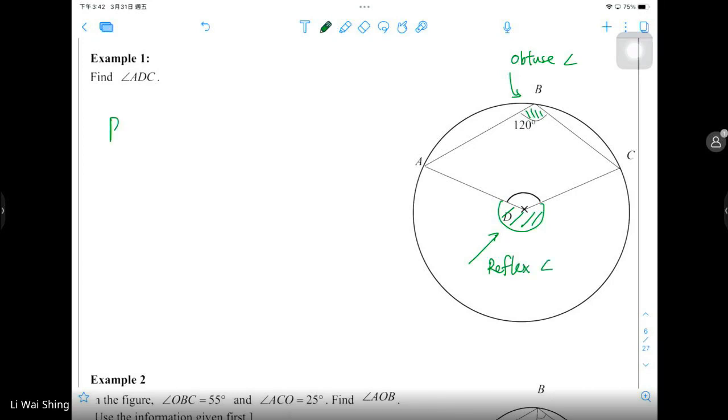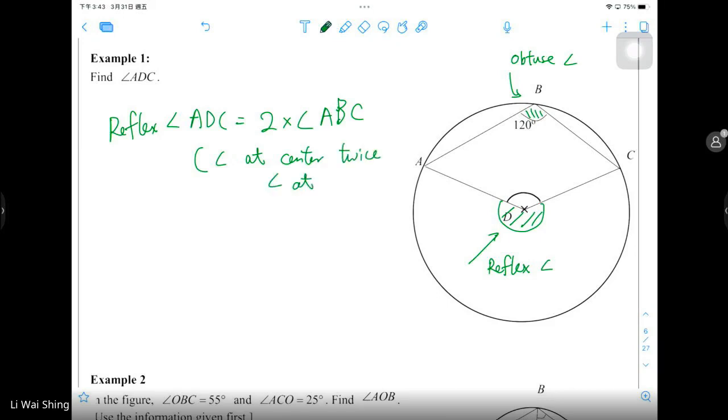So you can write it down. Reflex angle ADC is equal to 2 times angle ABC. It will be twice of the angle at circumference. Angles at center twice angle at circumference. So, haven't written a reason for a long time, have we? Yeah, for sure. This is 240.